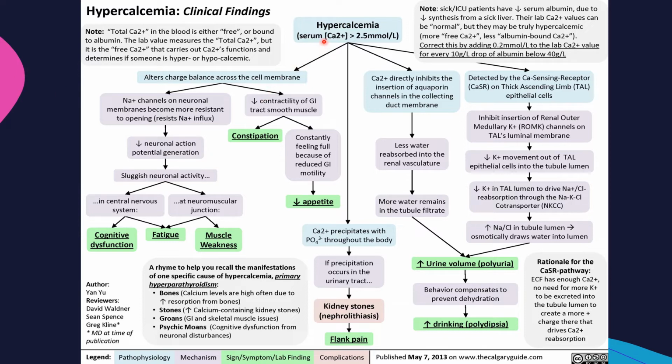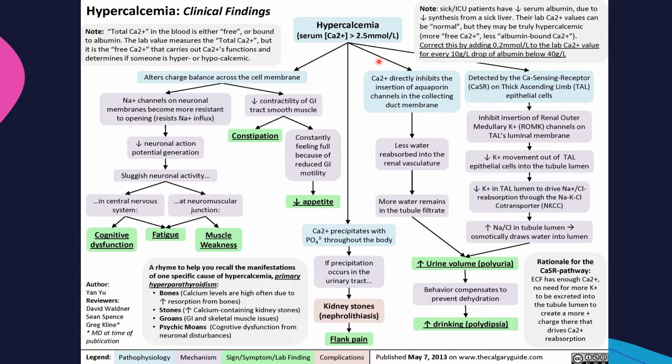As well, if we have hypercalcemia, more calcium will be found in the urine, so we will have hypercalciuria, as well as phosphate, which is secreted, and this may lead to precipitation in the urinary tract and kidney stones, so nephrolithiasis, which may then be felt as flank pain.